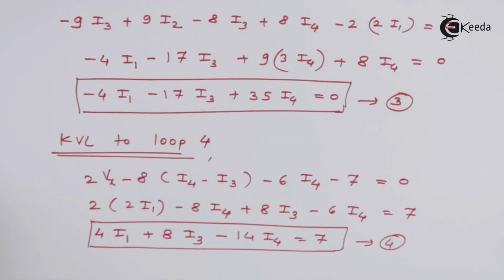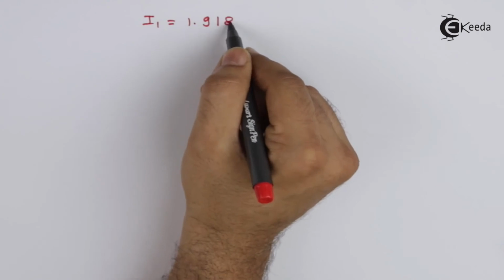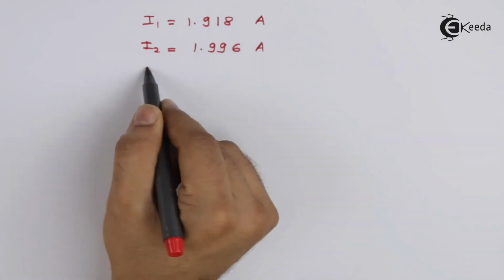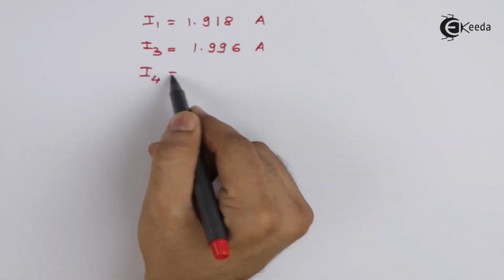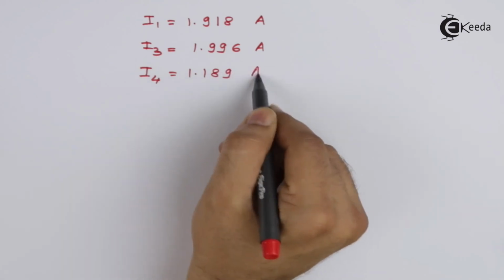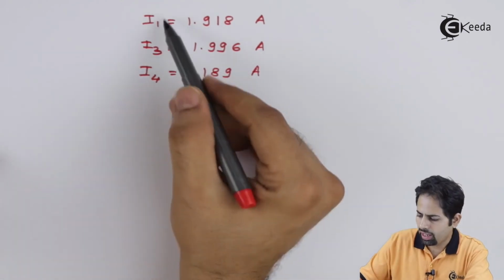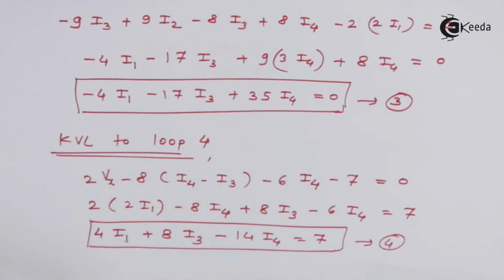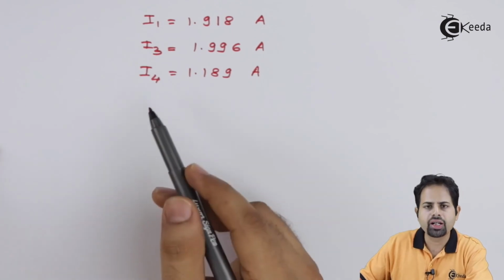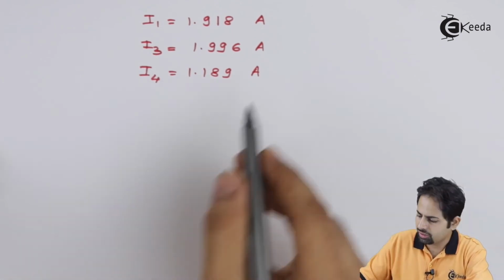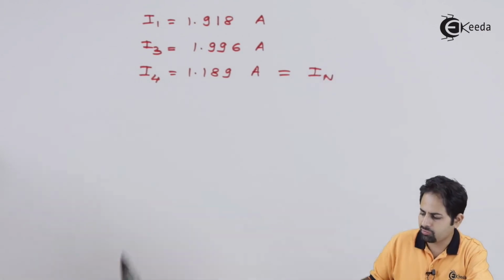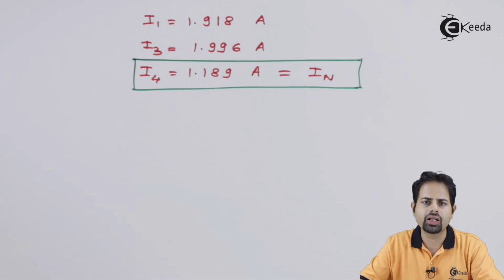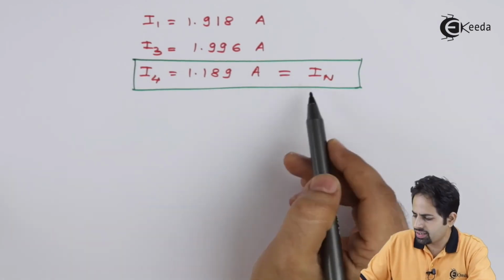So the answers that we get are these three answers, I1, I3 and I4. And we are interested in I4 because I4 is Norton's current. So we have got Norton's current equal to 1.189. So our step number 2 is done, that is calculation of IN, and IN is equal to I4.